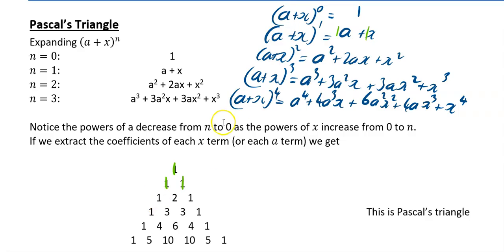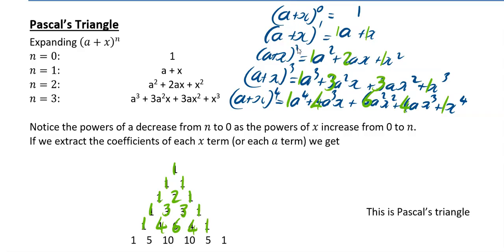Next line, if you read off your (a + x) squared line, you've got the coefficients, the numbers in front of the terms, which are 1, 2, and 1. And what have we got in the third line of the triangle? 1, 2, and 1. In your next line, your (a + x) cubed line, you've got 1, 3, 3, and 1. And here in the triangle, 1, 3, 3, and 1. In your next line, you've got 1, 4, 6, 4, and 1, and of course you've got here 1, 4, 6, 4, and 1.